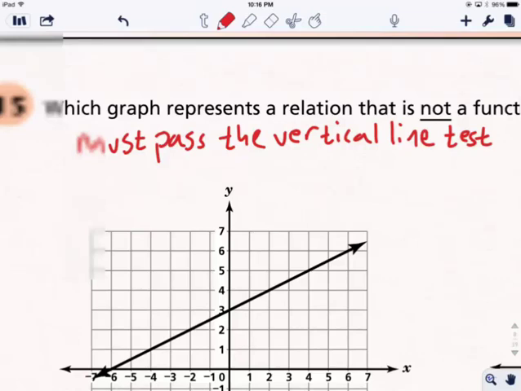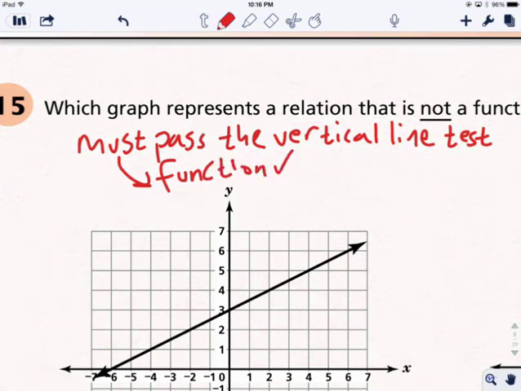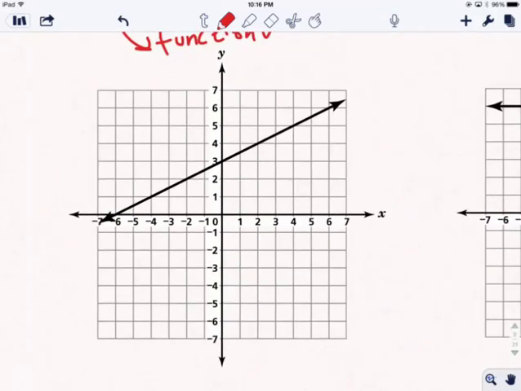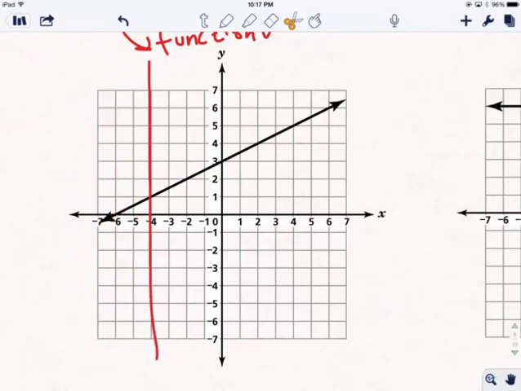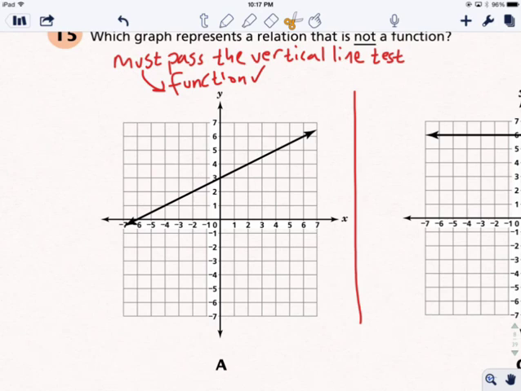So if a graph passes the vertical line test, it is a function. Remember that the vertical line test says that if we have a vertical line and we slide it, does it intersect the graph in only one place? Well, for graph A, yes. If we slide this vertical line across, it will only ever intersect the graph at one point. So graph A does represent a function.